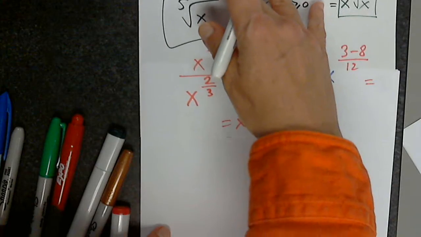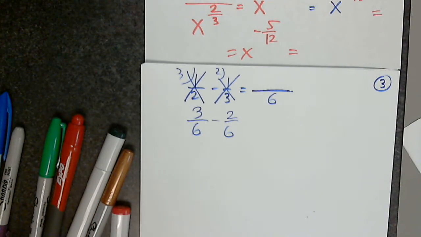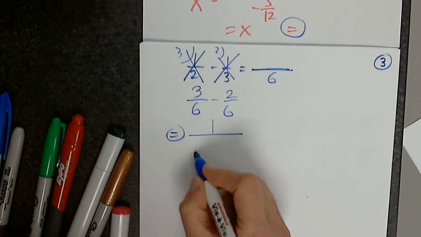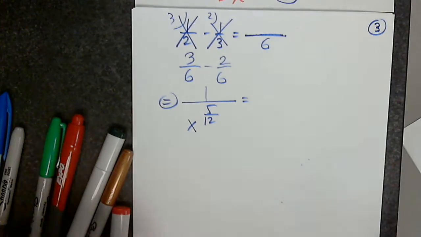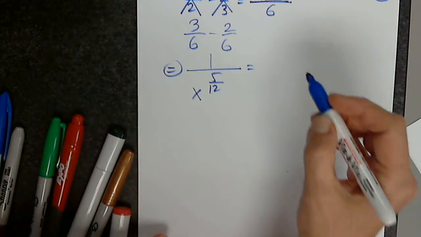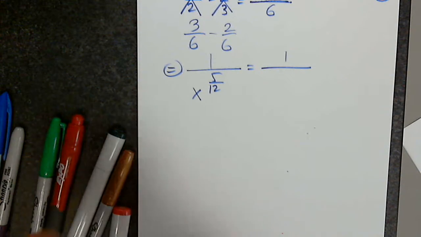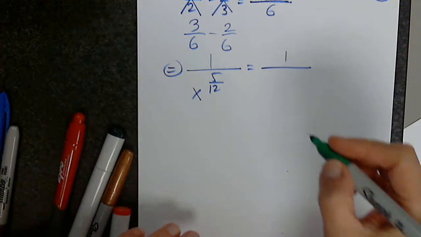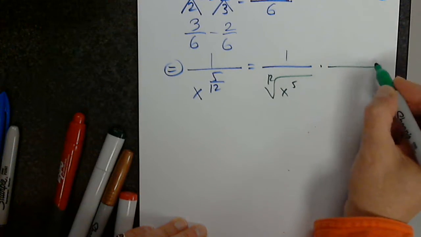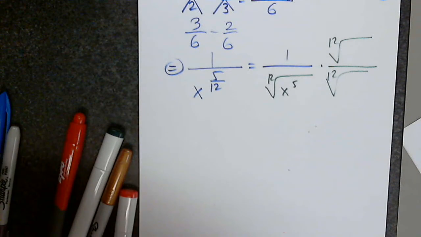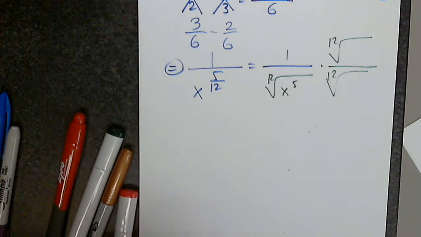Okay. Good. What happens next? Excellent. 1 divided by x to 5 divided by 12. Okay, perfect. Now what? What does x to 5/12 mean? It's the 12th root of x to the 5th. Very good. So now I have to multiply by the 12th root and divide by the 12th root. I want to rationalize the denominator. How do I rationalize the denominator? What do I need?